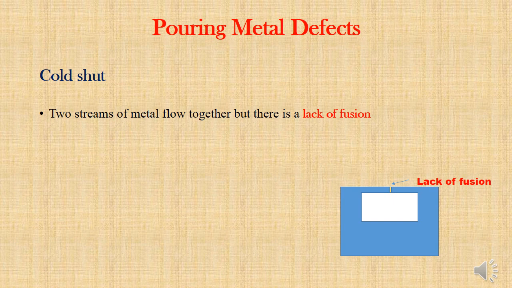When two streams of metal flow together into a thin section, but there is lack of fusion happens. To solve this problem, gating should be well designed so that quick filling of mold will occur.